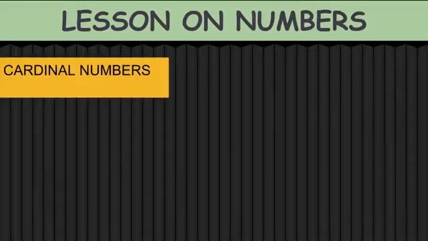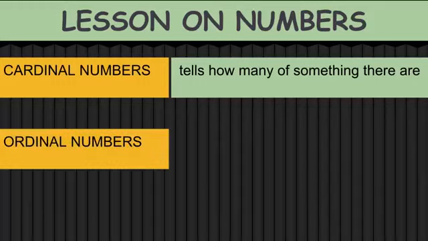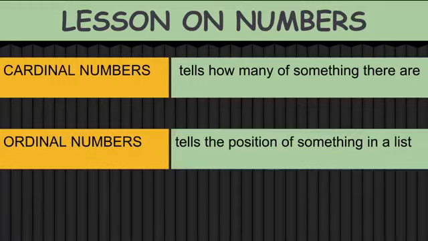What are the types of numbers we have? They're called cardinal numbers. Cardinal numbers are the numbers which tell how many of something there are, like 15 pens, 2 books, 3 students. So it gives a number to some object. And we have ordinal numbers, which tell the position of something in a list, like the 5th student, 5th book, 5th floor. So these are the two types of numbers.